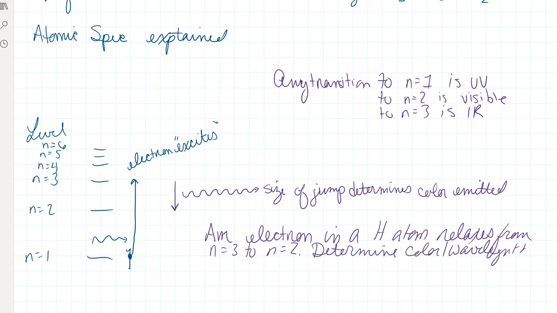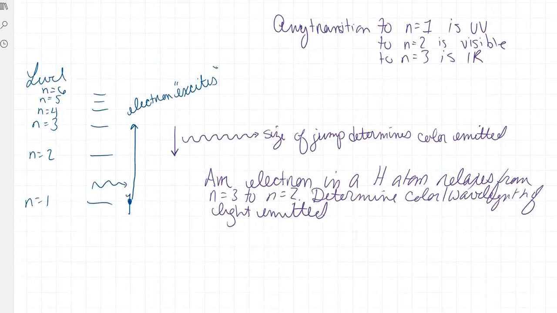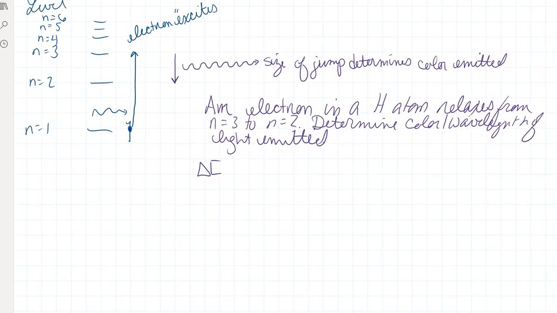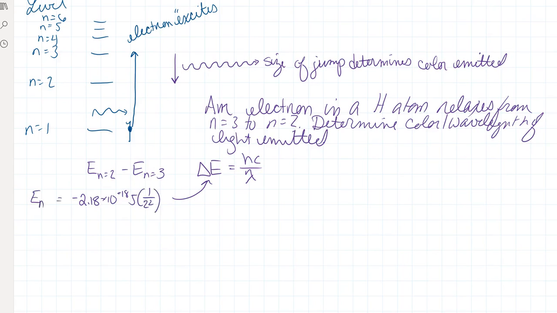Or in this case, the color or the wavelength of light emitted. In order to do this, I'm going to have to remember a couple important things. We can determine the energy of any orbital. In this case, the change in energy is going to be directly proportional to hc over lambda. So I have to figure out the energy first by looking at the energy of n equals 2, and I take away the energy of n equals 3. So I use that equation that we had from last time, 2.18 times 10 to the negative 18th joules over 1 over 2 squared. And then that's E of n equals 2. And then I can find the energy of n equals 3 by doing the same thing.